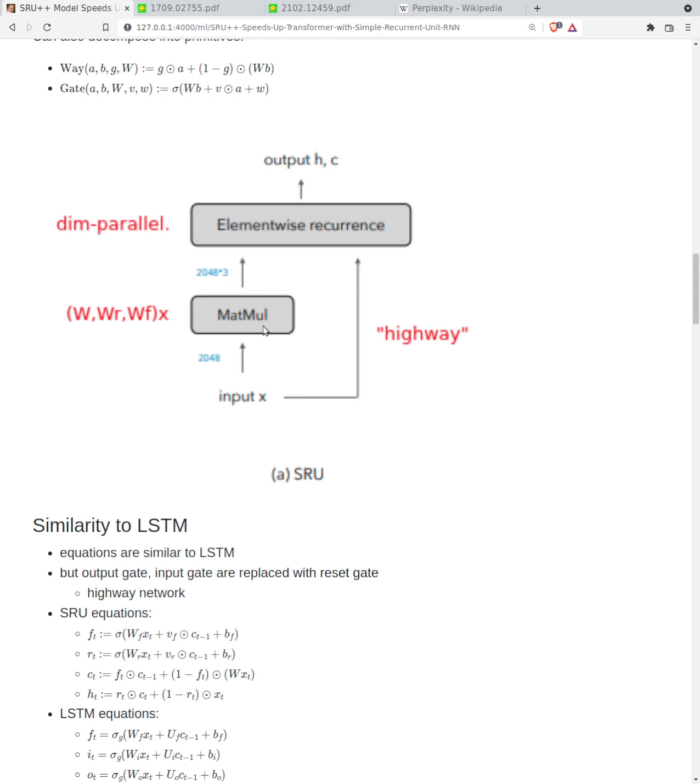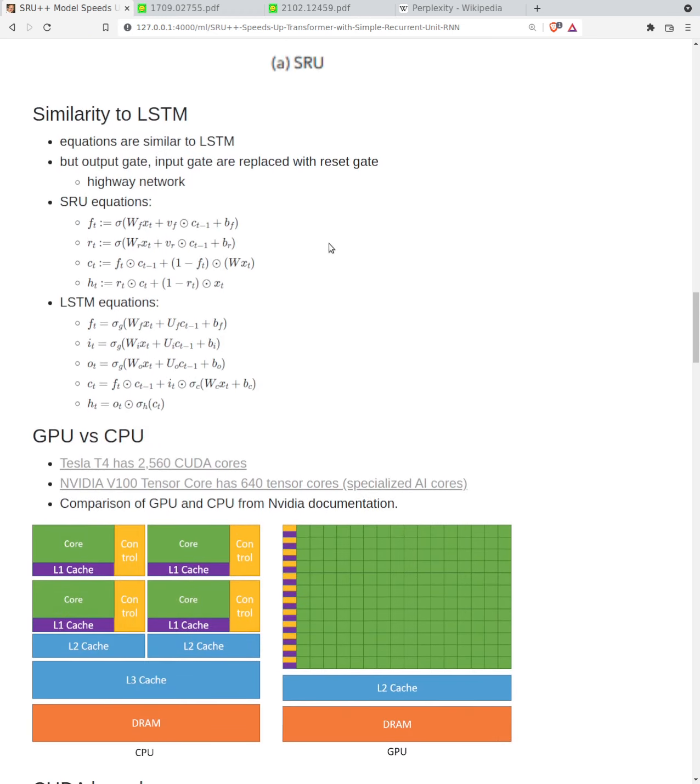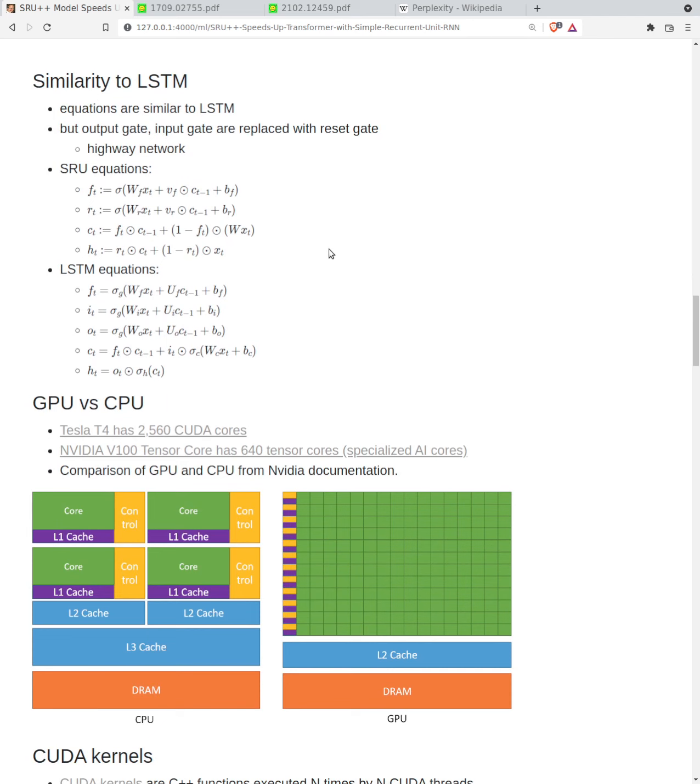So this is parallelizable, and this second step is also parallelizable. Okay, how is it similar to LSTM? Of course, it's very similar, but the LSTM is more complex. LSTM has this output gate, input gate. We don't have this in SRU. Instead, we have this reset gate, which sort of flips places with them. And we have this concept of highway network, which I don't see in LSTM equations.